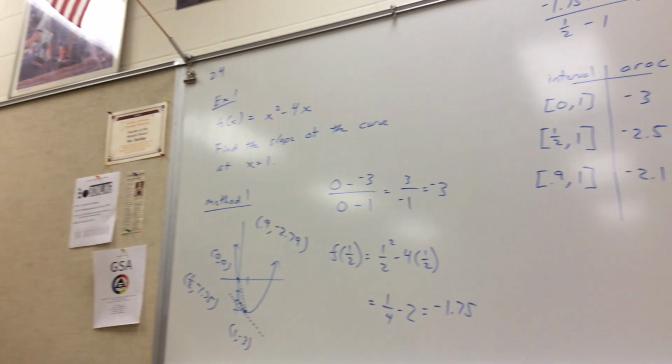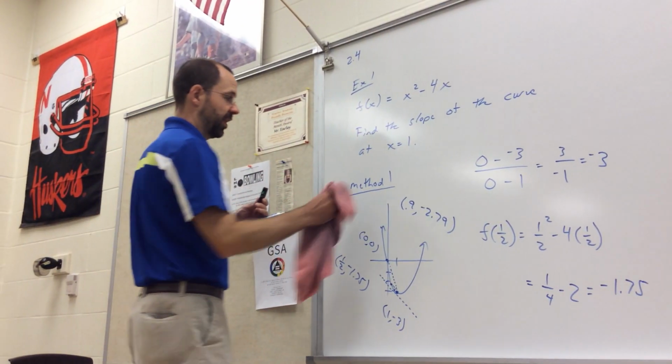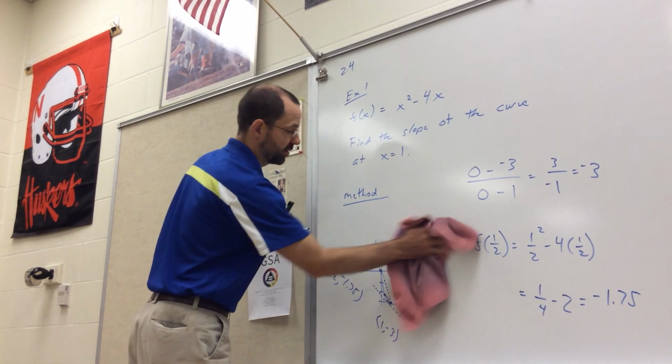So we're talking about average rate of change and instantaneous rate of change. Okay, so that was a table method, but now I'm going to do a different method. This is method 2.